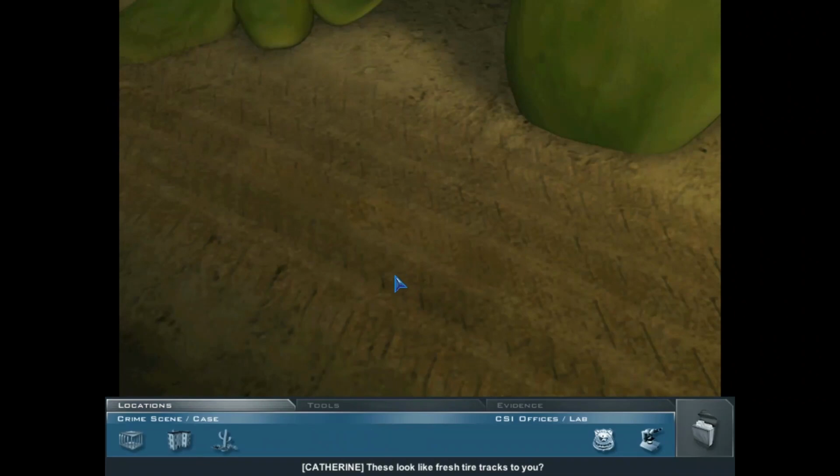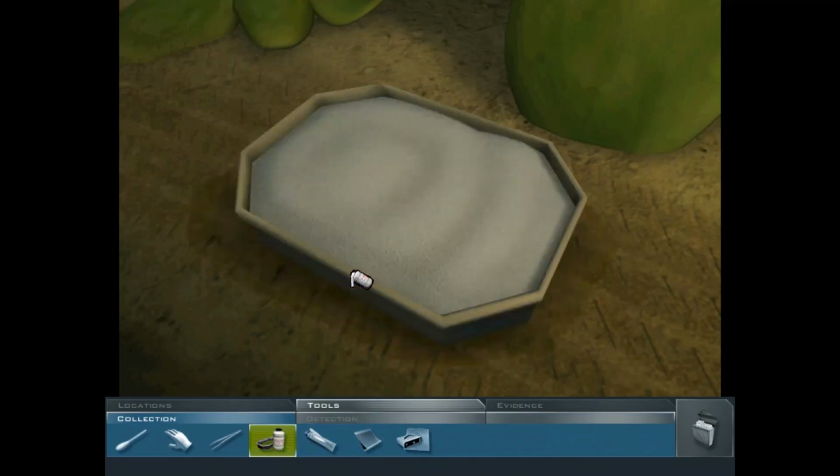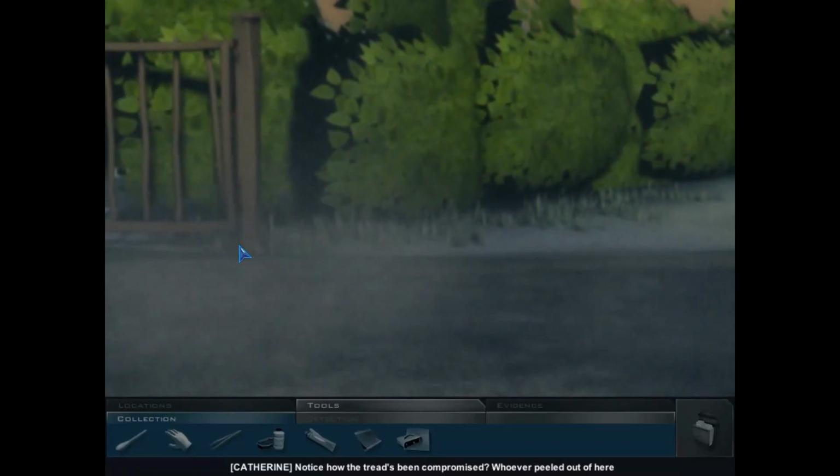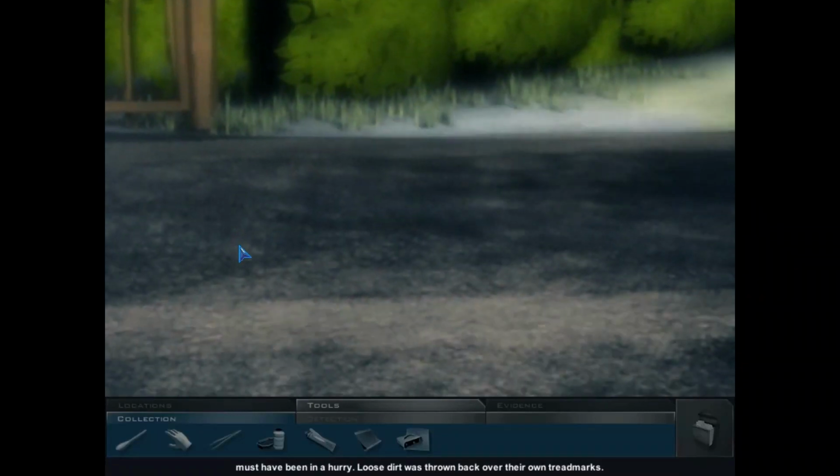These look like fresh tire tracks to you? Wide, like a truck's. And Lita used a truck before. Notice how the tread's been compromised? Whoever peeled out of here must have been in a hurry. Loose dirt was thrown back over their own tread marks.